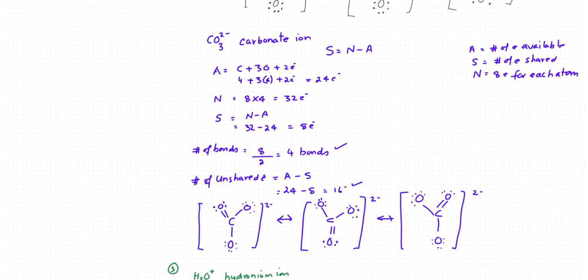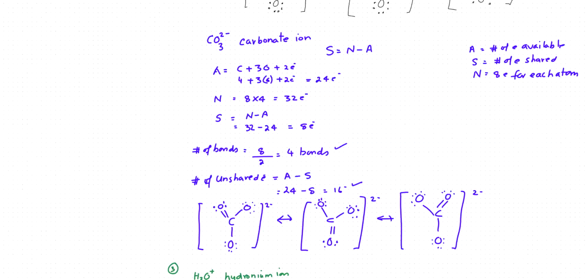This is also a resonating structure because we can draw the double bond on the next oxygen. So if you draw the double bond here, then this oxygen will have a single bond. When there is a single bond, we draw 6 electrons, and where there is a double bond, there are only 4, because 4 plus 4 is 8. And it contains 2 negative charge.